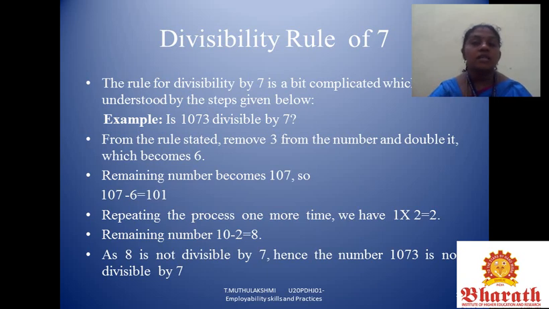So 107, then you subtract 6 from the remaining number. So 107 minus 6 equal to 101. Repeating this process one more time, consider the number 101. Here the last digit is 1. Then you double the number 1, so you get 2. The remaining number is 10. Then you subtract 2 from 10, so you get 8. Here 8 is not divisible by 7. Hence the original number is also not divisible by 7.